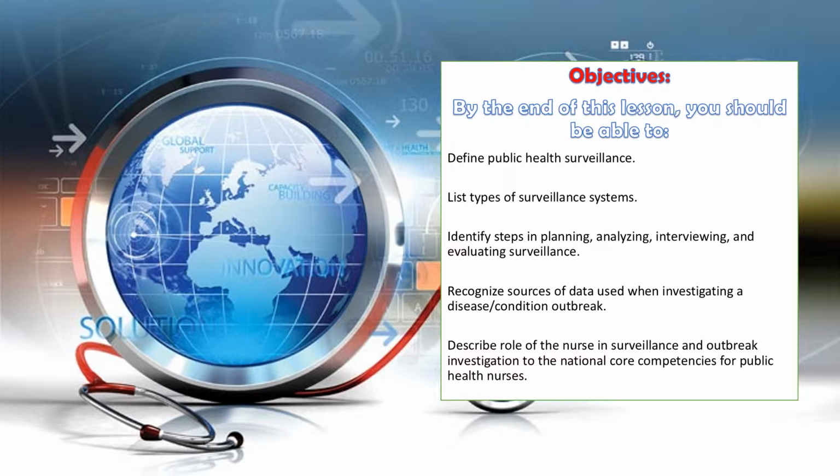By the end of this lesson, you should be able to define public health surveillance. You should be able to list types of surveillance systems. You should be able to identify steps in planning, analyzing, interviewing, and evaluating surveillance. And you should recognize sources of data used when investigating a disease or a condition in an outbreak, and describe the role of an RN in surveillance and outbreak investigation according to the national core competencies for public health nursing.